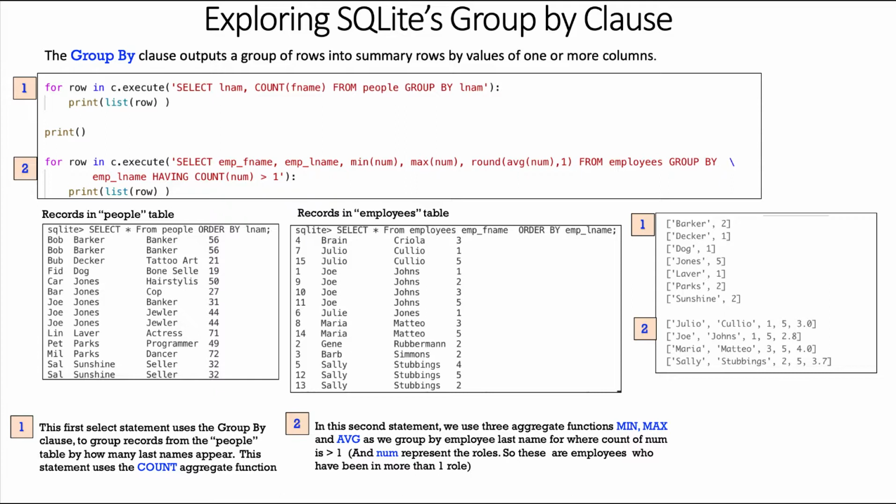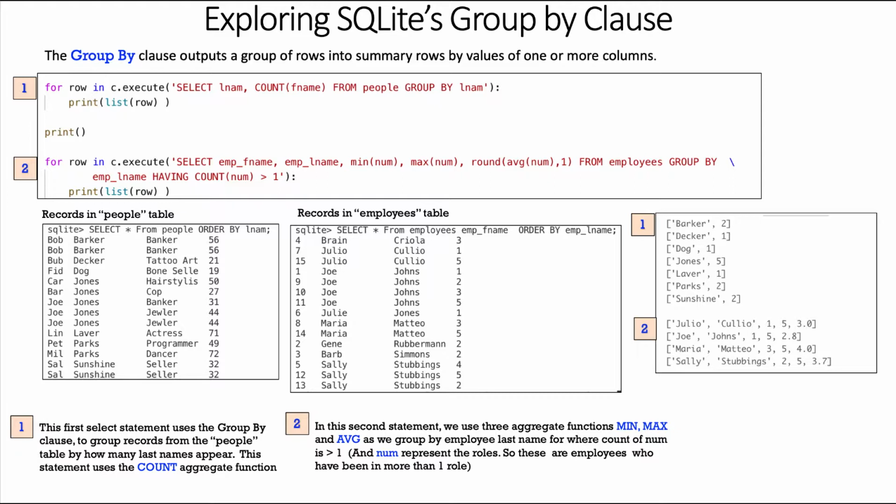So records in the people table, you see them right here. If you go over to the right-hand side, you'll see the output. So we have 2 Barkers, 1 Decker, 1 Dog, 5 Joneses, 1 Lavers, 2 Parks, and 2 Sunshines. And you can go and manually count those up to make sure that we're the same. So it's going to group them by last name.